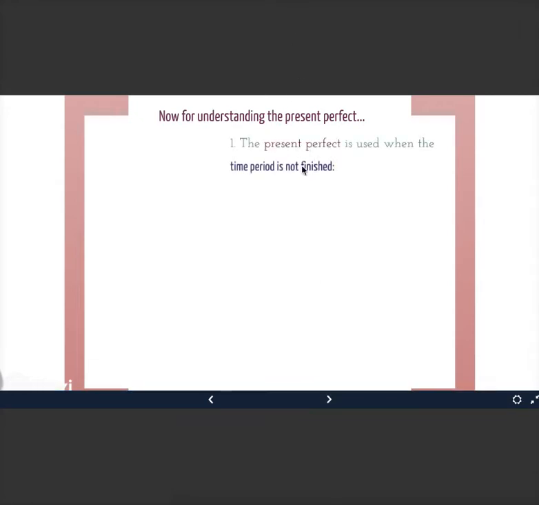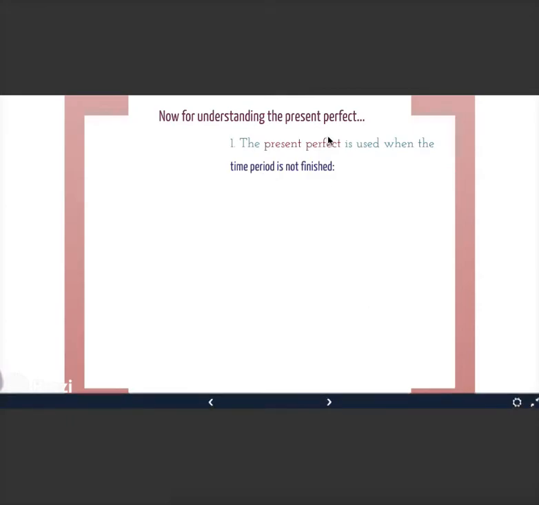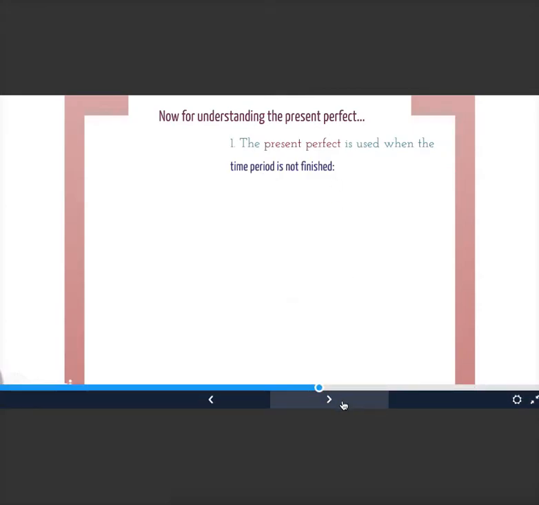The present perfect, guys, is used in different situations. So the first situation is this one: when we have a time period that is not finished. When we have something that is not finished yet, or that we don't know is finished or not. So we are going to check this example. I have seen 3 movies this week. Yo he visto 3 películas esta semana.